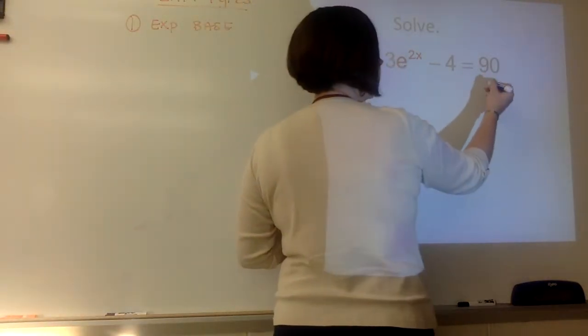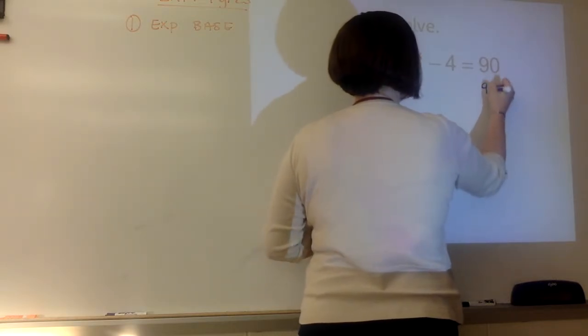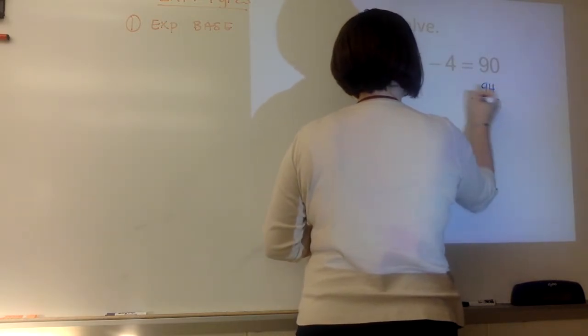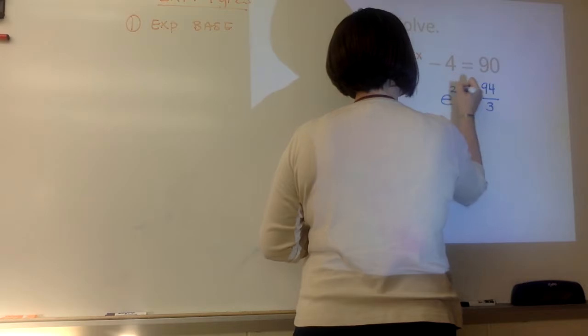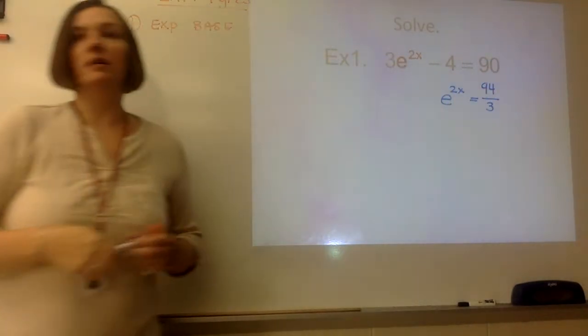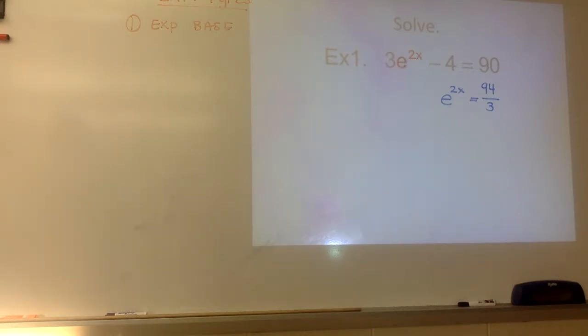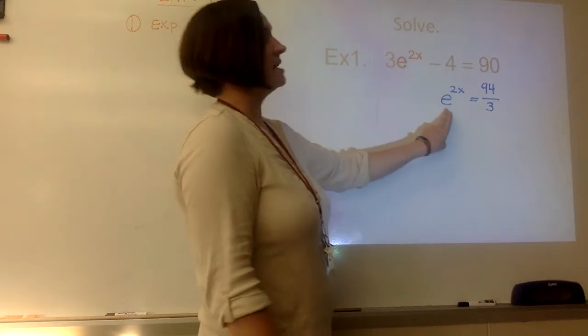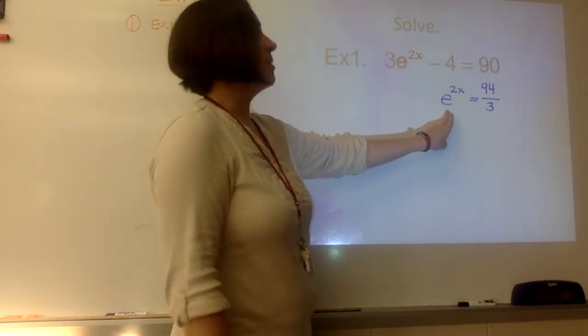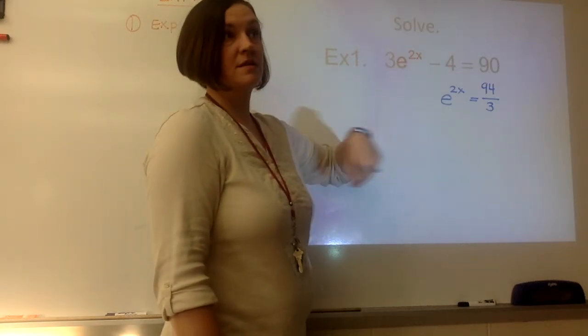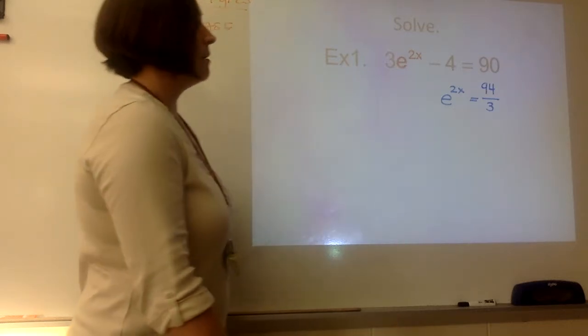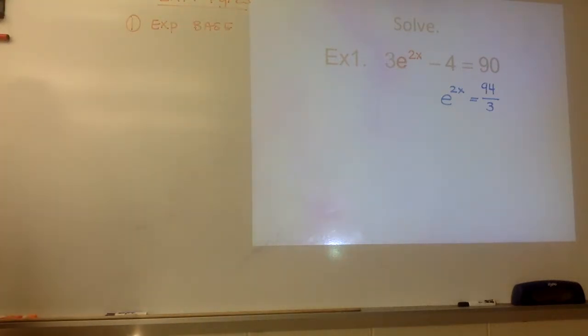Add 4, divide by. Okay, so now we're going to see something else new here. Here's the new thing. Don't go to decimals. Leave it as fractions. The calculator is going to do the work for you. Okay, so my step number 1 is isolate the base, exponential base. Now my next step here is going to be what?